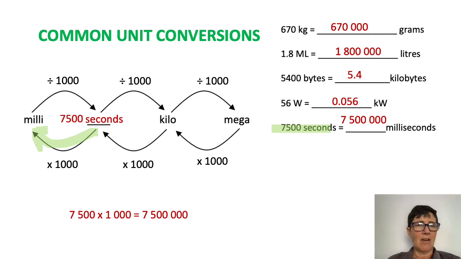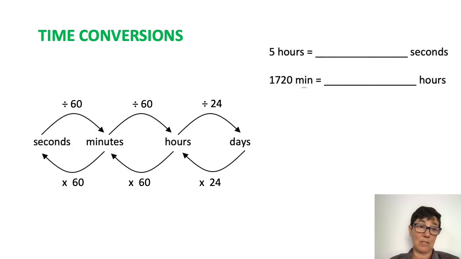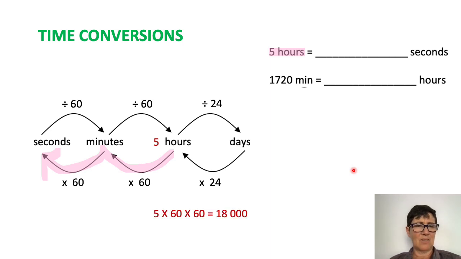And then we've got time. Now you know time, so I'm going to do this so quickly. You know, to turn seconds into minutes, you've got to divide by 60, and divide by 60 to turn them into hours, and 24 to turn them into days. You know this. You've been doing that since probably year 2. So 5 hours into seconds. 5 hours, double jump to seconds. 5 times 60 times 60, 18,000 seconds.